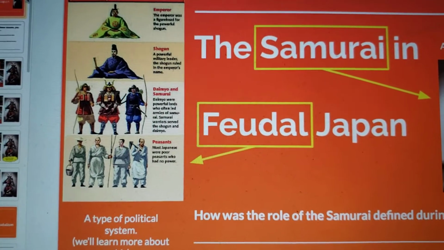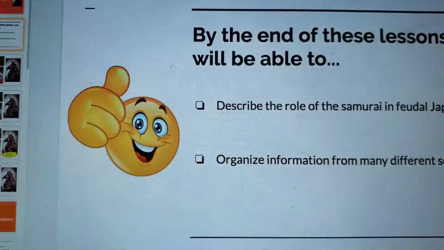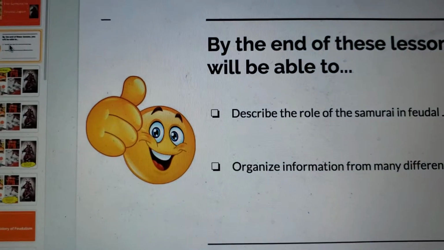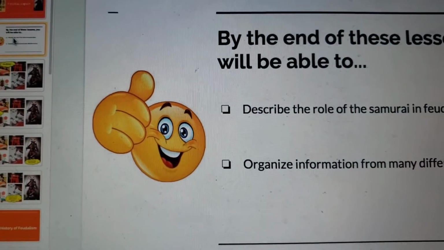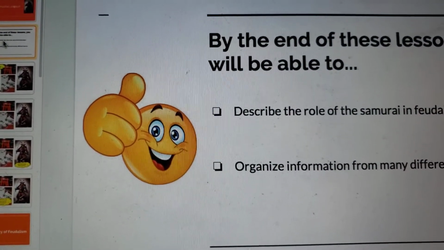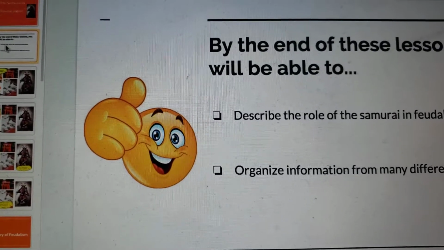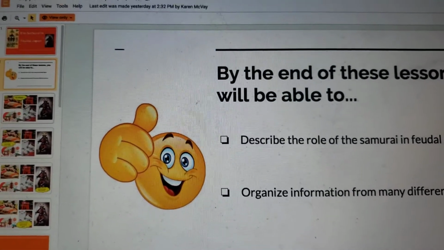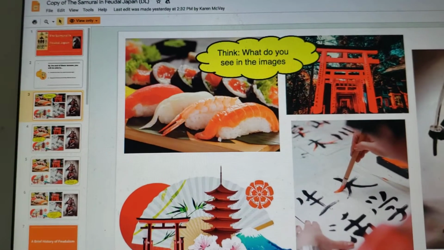So this is a type of political system that we're going to learn about. By the end of these lessons, you should be able to describe the role of the samurai in feudal Japan, organize information from many different sources. All right, now we're going over to slide 3.